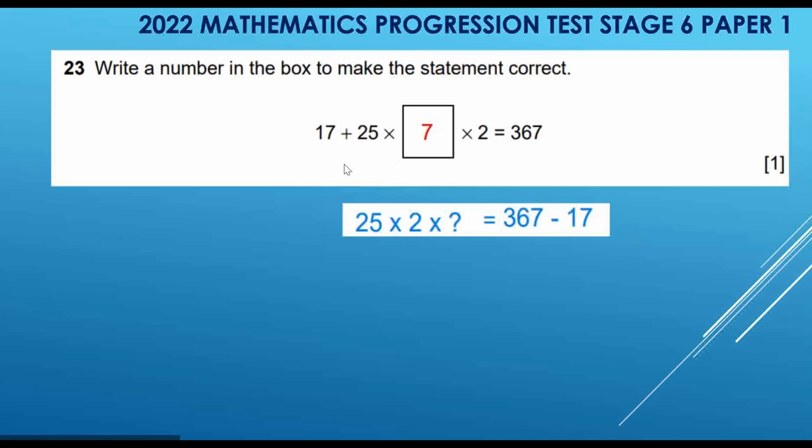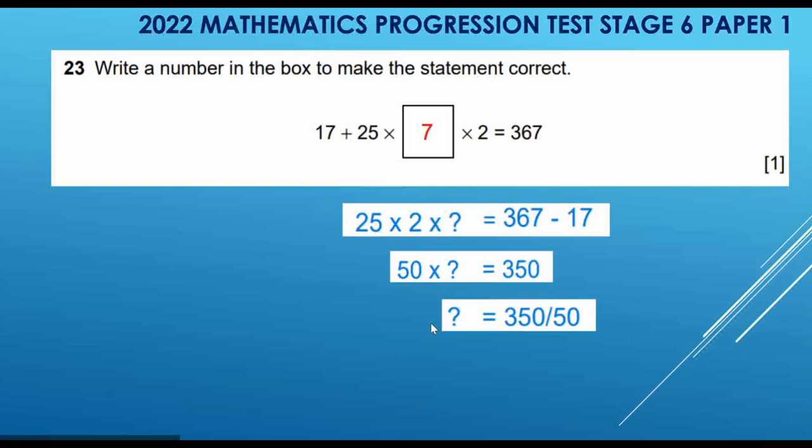Here's how it works. 25 times 2 times the box, question mark, equals 367 minus 17. So we cancel out the 17. When we move 17 to the other side, we take the opposite sign, that is negative 17. Then 25 times 2 is 50, times a question mark equals 367 minus 17, which is 350. Next, to get the value of the question mark, 350 divided by 50 is 7. That's how we got 7.